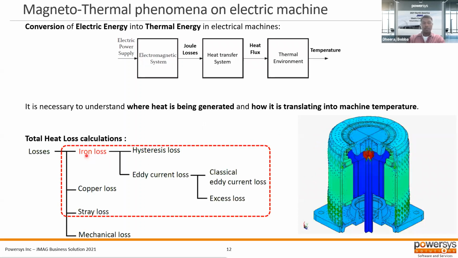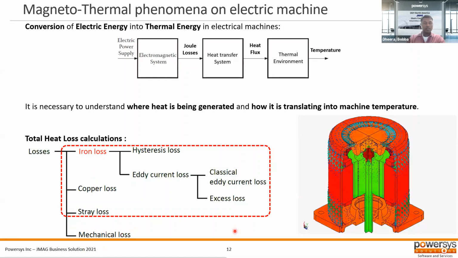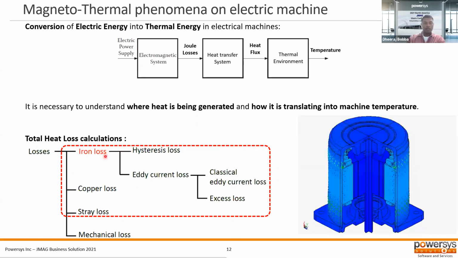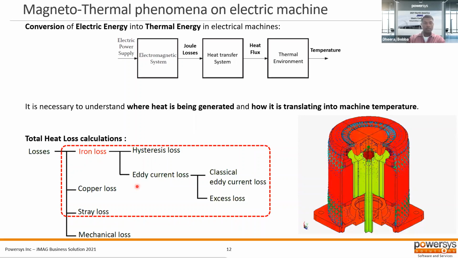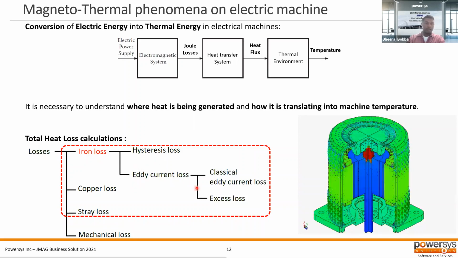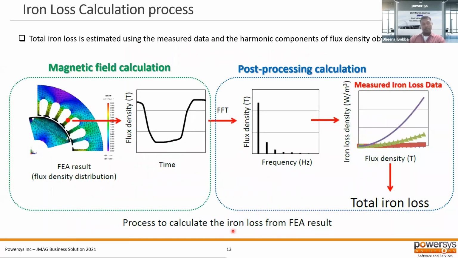Like I said, there are different types of losses that we should be considering. Mechanical losses are not a part of the electromagnetic system, but these need to be added externally for the total thermal analysis. But we have iron loss, copper loss, and any stray losses. In this case, iron loss is a summation of the hysteresis loss and eddy current losses inside the lamination. And of course, eddy current loss also includes both classical and excess losses as well. So as I said, I'll be focusing on the iron loss calculation process quickly in a couple of slides here.